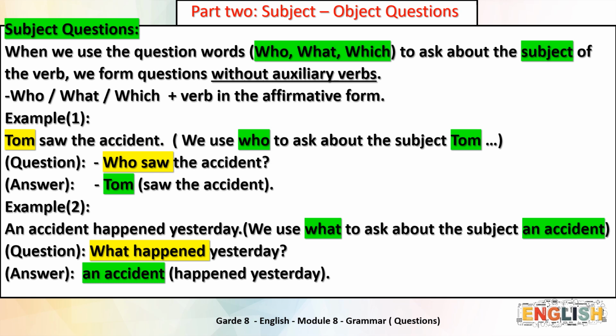Let's move to example number 2. An accident happened yesterday. We use what to ask about the subject, which is in this case an accident. Let's form a question. What happened? Remember, we are asking about the accident, the subject, right? What happened yesterday? The answer, an accident. Of course, happened yesterday.